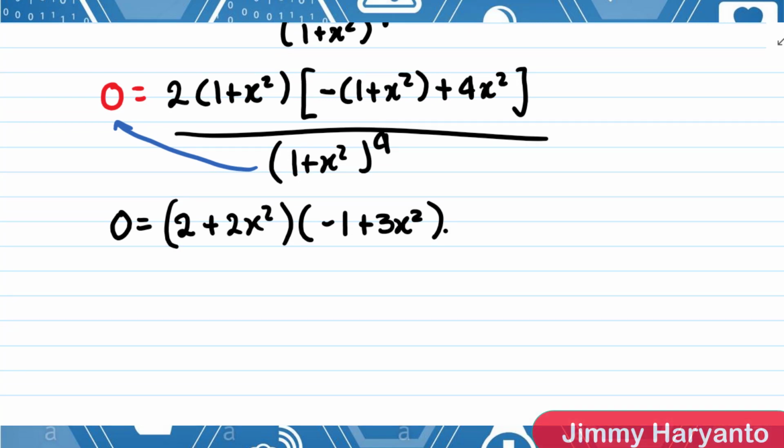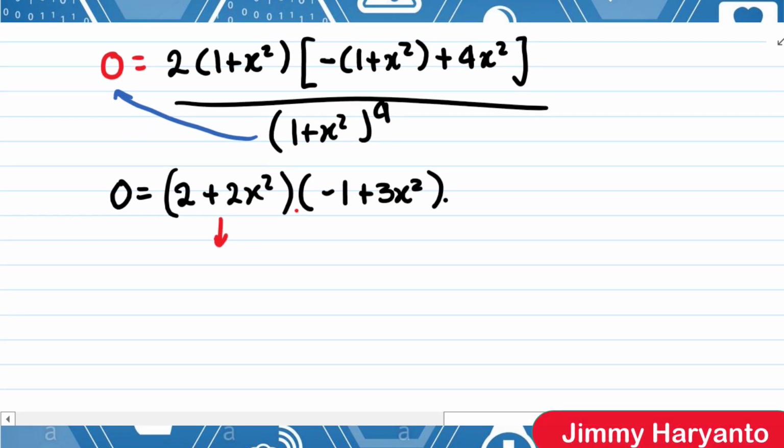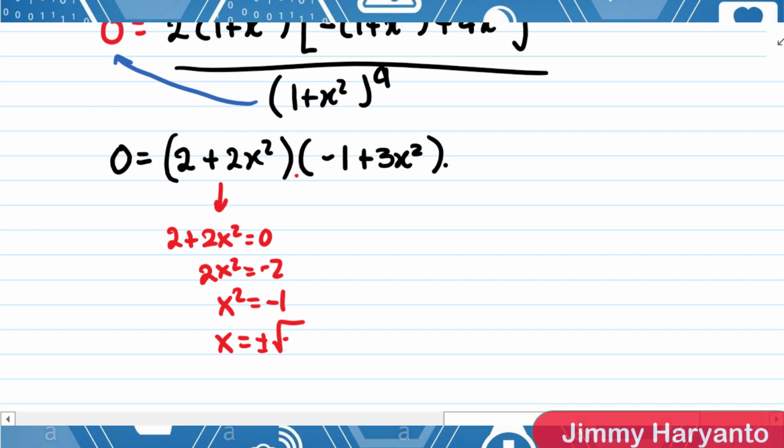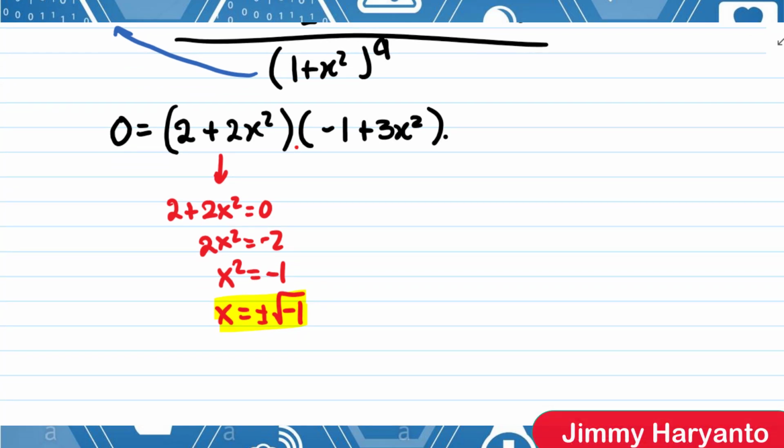And then we already know that when we have factorization like this, that means we can find the x separately. For the first one, we have 2 plus 2x squared equals 0. That means 2x squared equals negative 2, x squared equals negative 1, x equals plus minus square root of negative 1. You already know that we cannot calculate this, right? Because the number inside the square root is negative. So this is not possible.